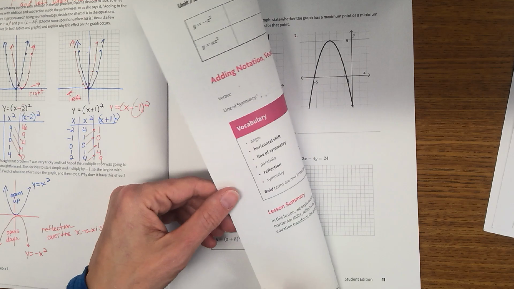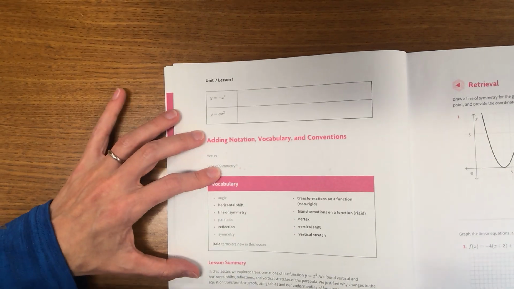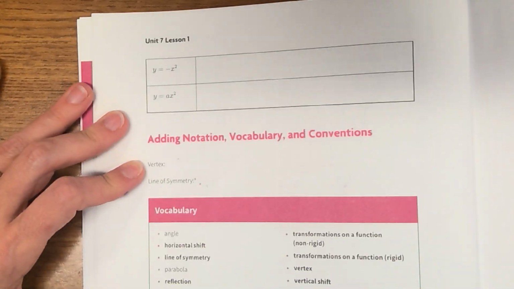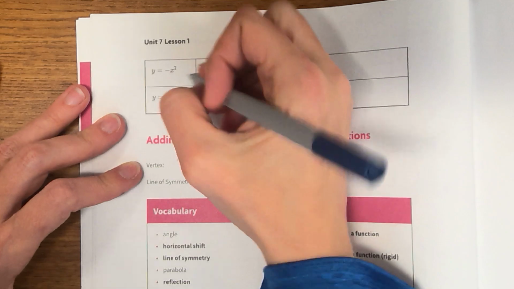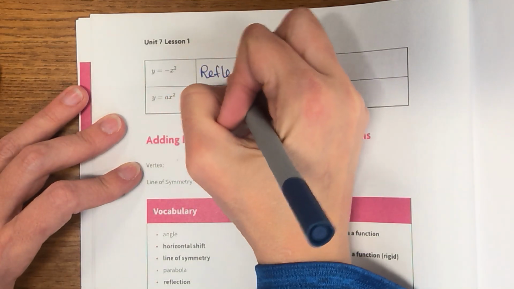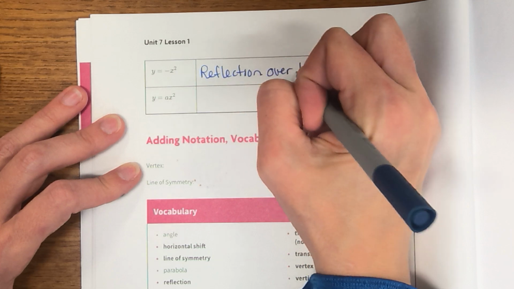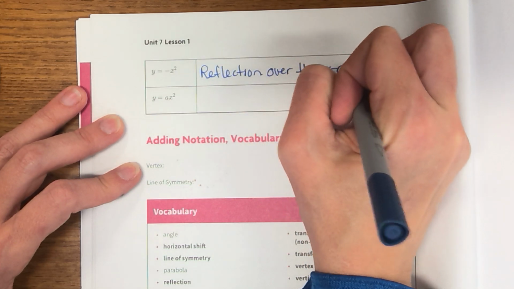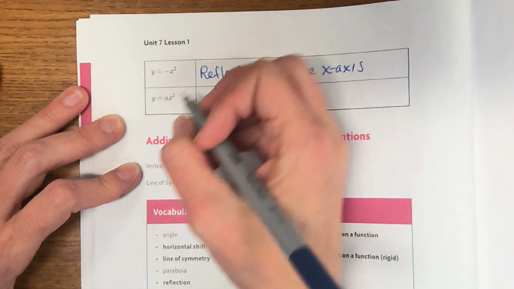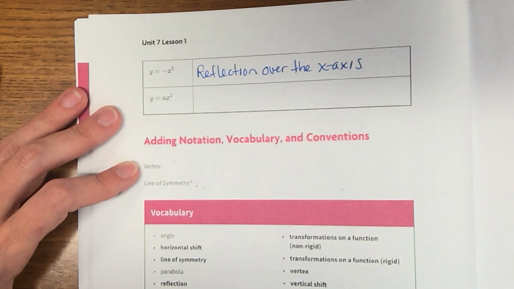So far, so good. Okay, I don't know why the other half of our table is over here, but it is. Let's jump over to the other side. When we have a negative out in front, or any kind of a negative a value just like that, we are going to have a reflection over the x-axis. So reflection over the x-axis.